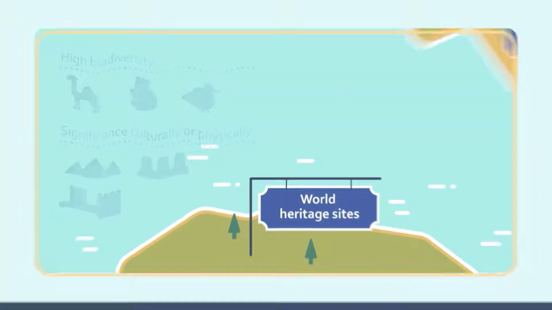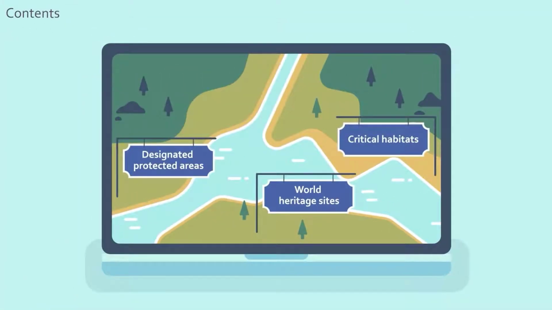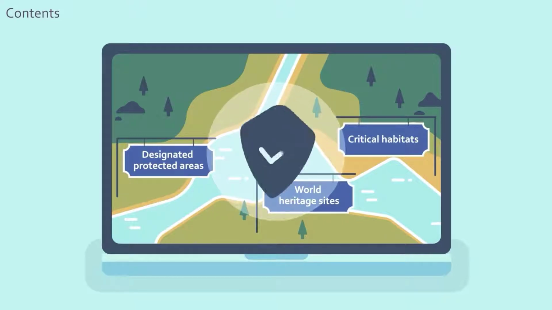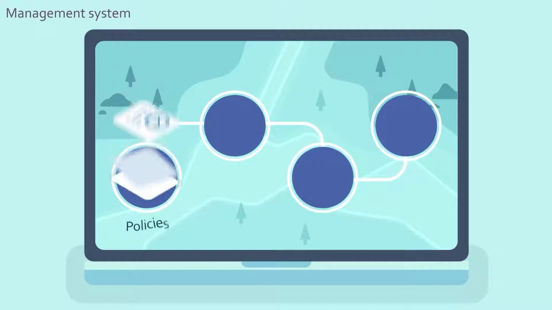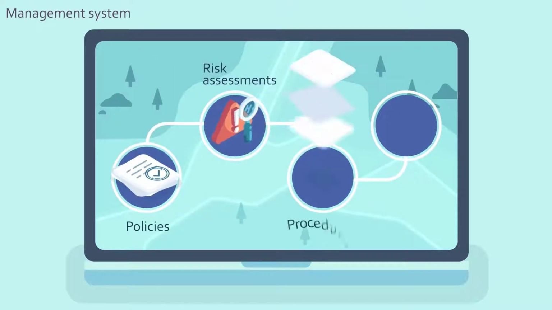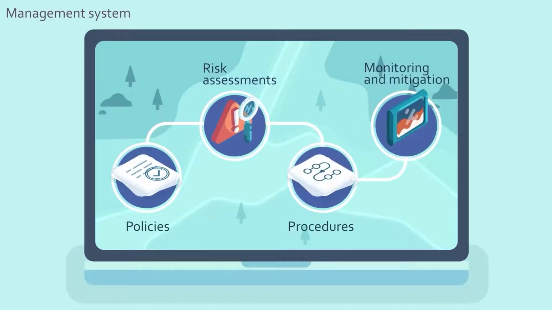Here we'll show you how you can minimize your impacts on biodiversity and protected areas through your management system. We'll cover the policies, risk assessments, procedures, and monitoring and mitigation.